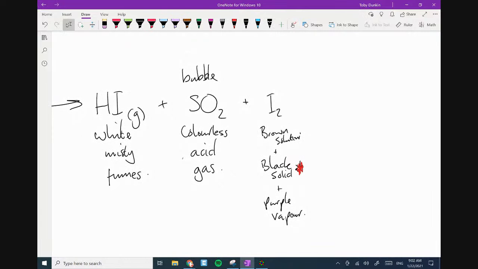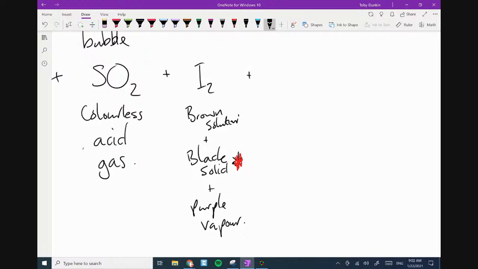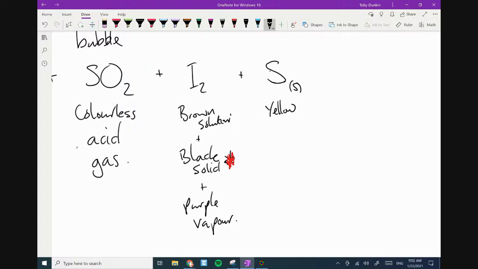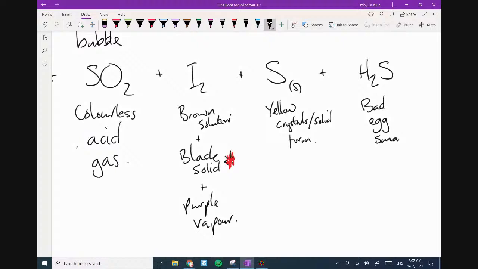But it's not done. All of a sudden, yellow crystals start to form. What am I now getting? Yellow solid? Sulfur. The sulfur is now being produced as a solid, and we're going to see yellow crystals or solid form. But it's not finished there either. At this point, you get a terrible bad egg smell of H2S, hydrogen sulfide. Can I just point out that H2S is almost as toxic as cyanide. I could do that demo in school, but I have to do it in the fume cupboard.